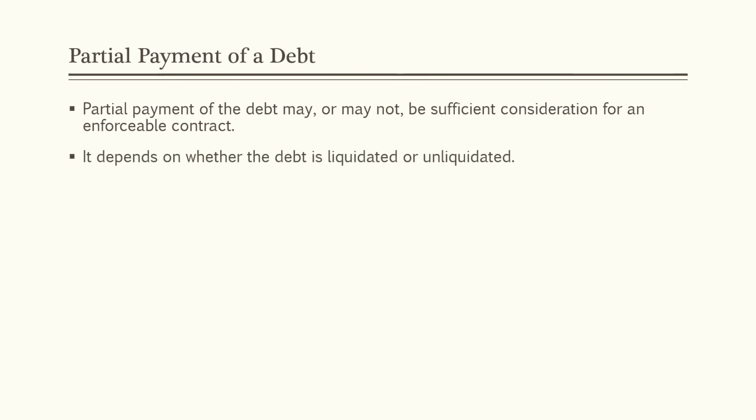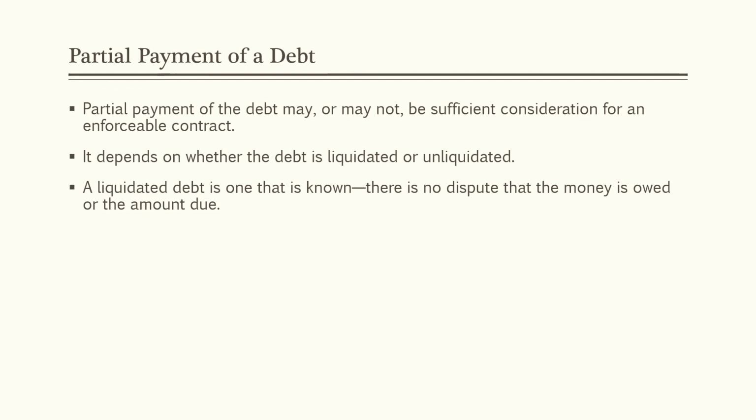It's dependent on whether the debt is liquidated or unliquidated. You have to look at the type of debt. A liquidated debt is one that is known. There's no dispute that the money is owed, or there's no dispute about the amount due. You know that your credit card bill is $500, and that means that nobody else has been using your credit card but you. You know how much you owe. That's a liquidated debt.